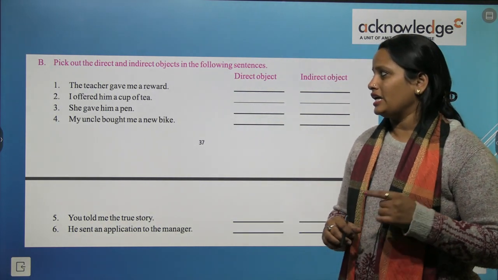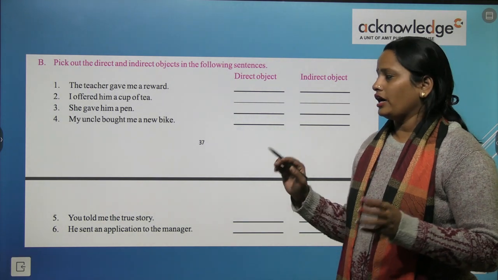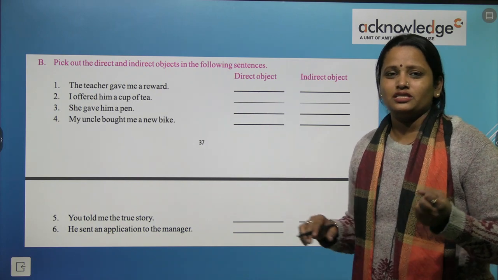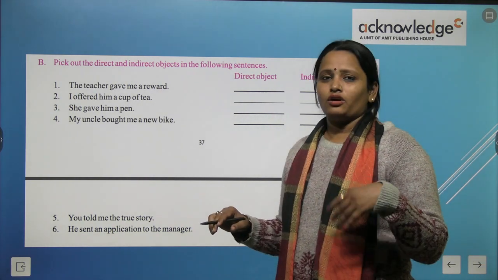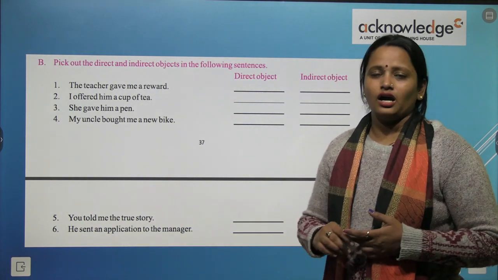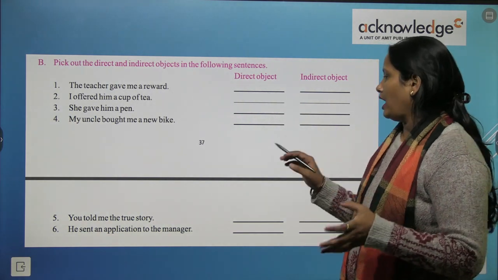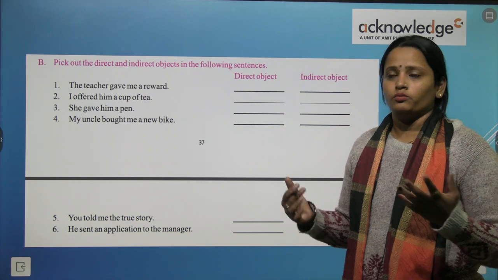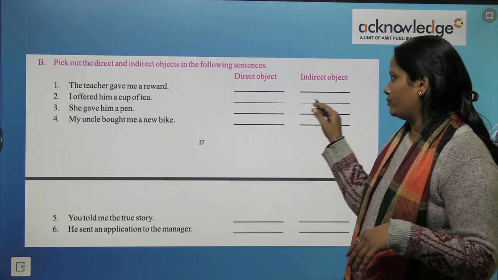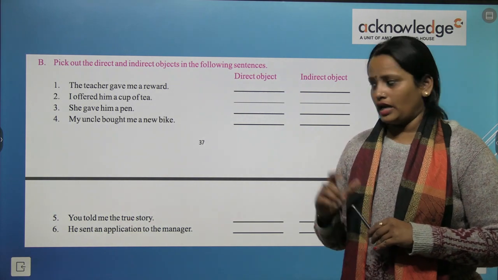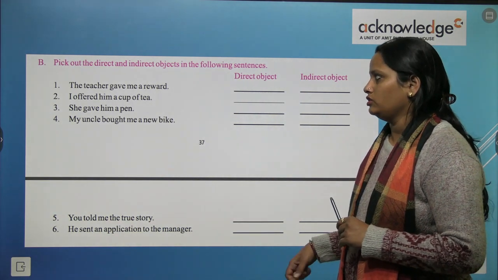I offered him a cup of tea. So I offered him, here offered is the verb. What? We said a cup of tea. So cup of tea is to be written here. And when I asked to whom, the answer came him. So him we will write here as the indirect object. So children, we have done 2. Rest you have to do on your own.